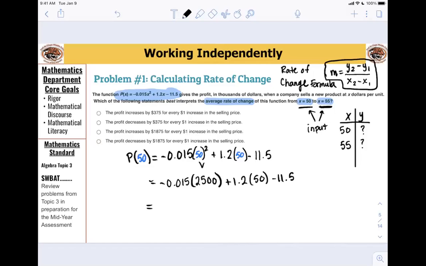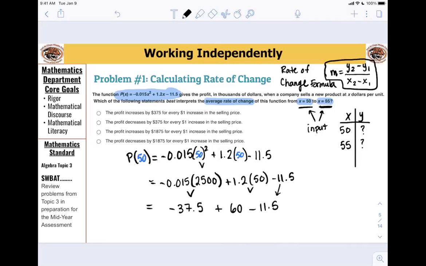Now, PEM, next step is multiplication. So what should I multiply? Negative 0.015 times 2,500. Okay, and what do we get there? Negative 37.5. I can also do 1.2 times 50. What do you get? 60. And then that minus 11.5 comes right down because we didn't really do anything with it.